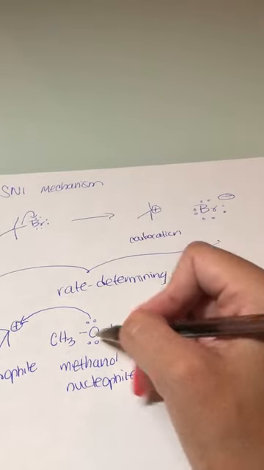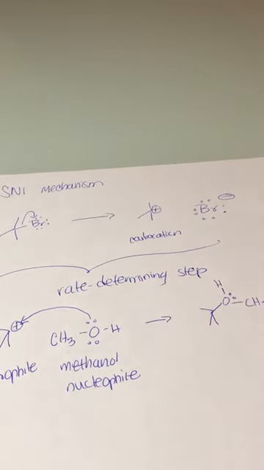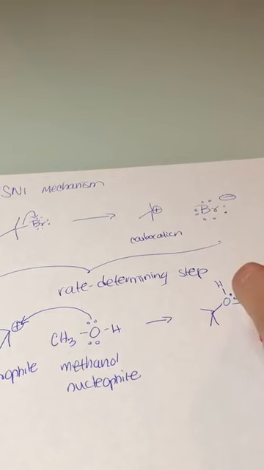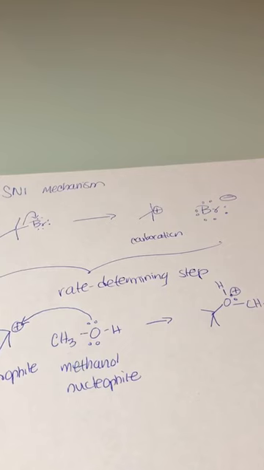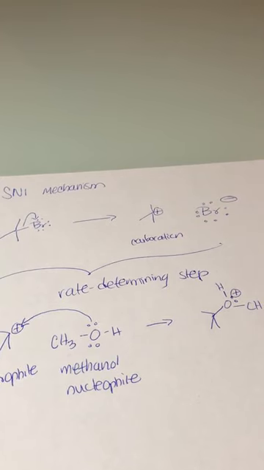Now you just have 1 left. And because of that, you have 3 single bonds and 1 lone pair. You will have a positive charge on the oxygen. So that is step number 2. Let's take a look at step number 3.